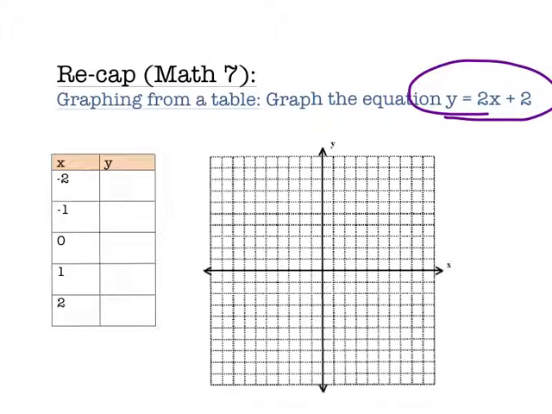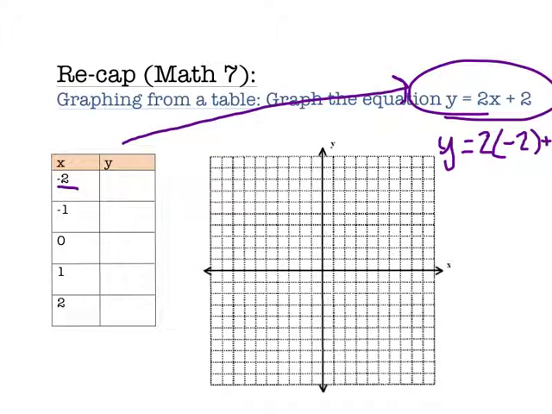And so as a recap, here's a function table, an input-output table. And this equation is telling me that my output, my y, is going to be equal to 2 times the input, which is x, plus 2. So in this first spot on the table, I want to use x equals negative 2. And so to work that out, to get a value for y, I would say y is equal to 2 times negative 2 in place of x plus 2.